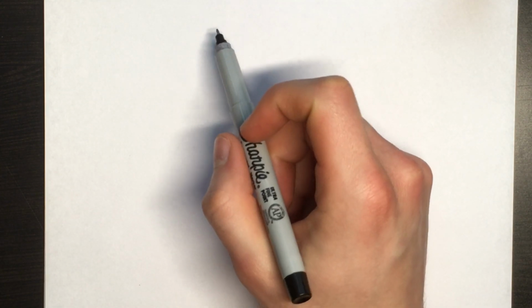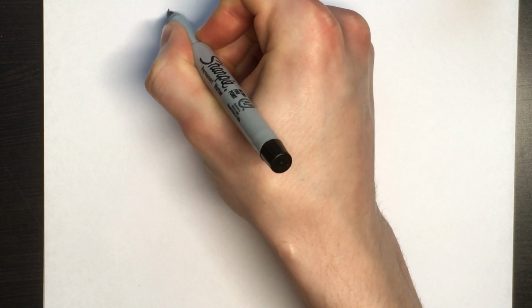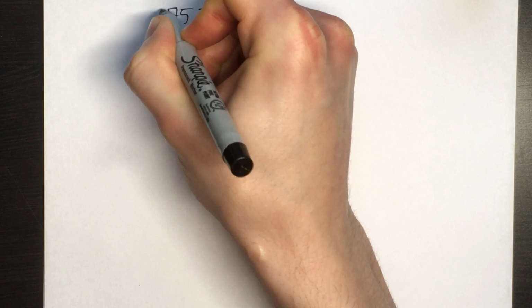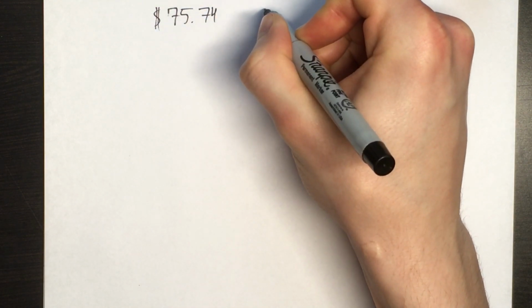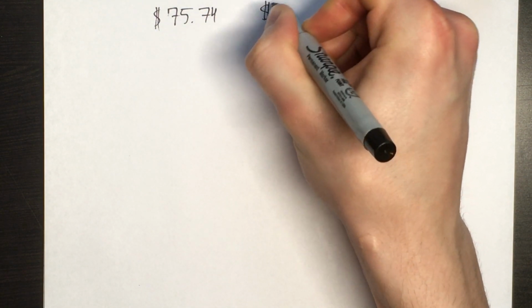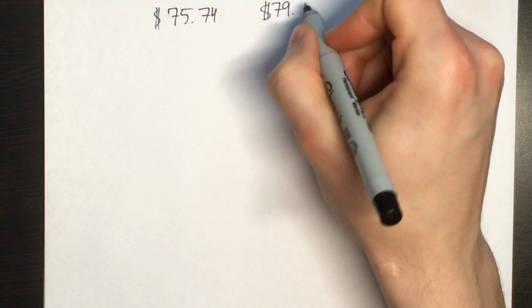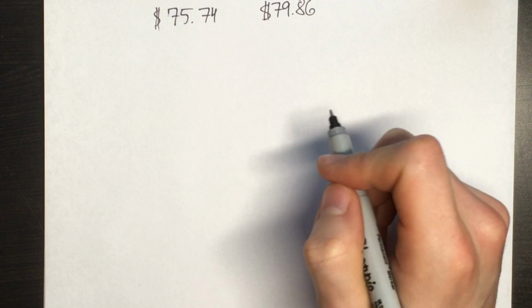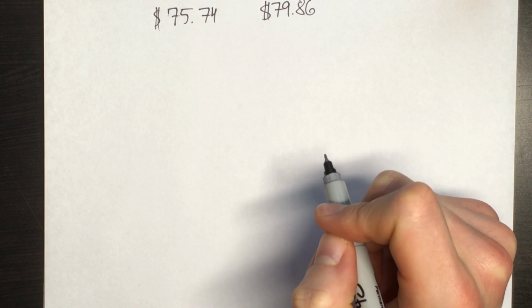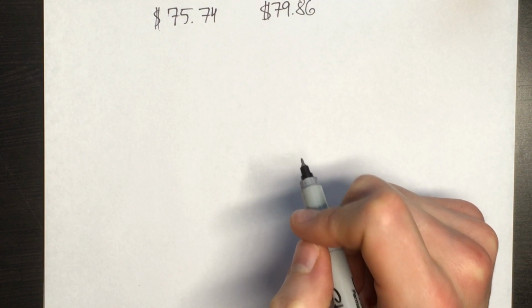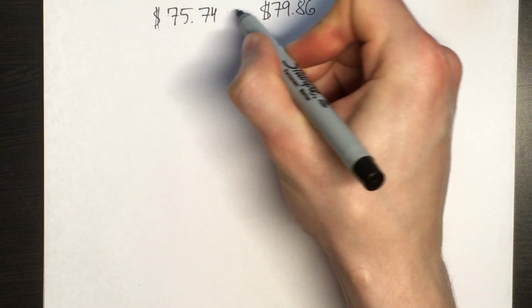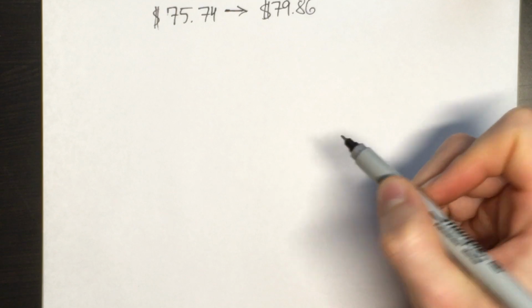Alright, in this one we are told that a customer's monthly water bill was initially 75.74, and then it was increased to 79.86. And our question is, to the nearest tenth of 1%, by what percent did the amount of the customer's water bill increase? Okay, so basically, what's the percent increase from here to here? How do we do that?